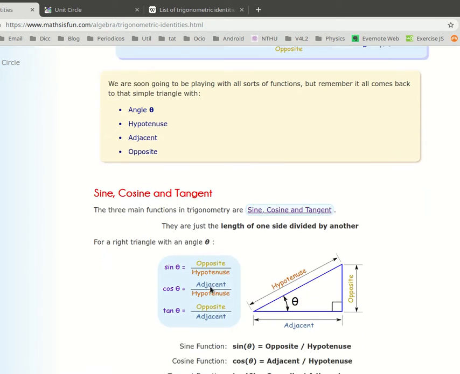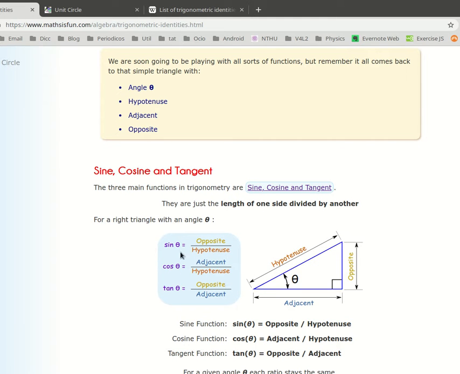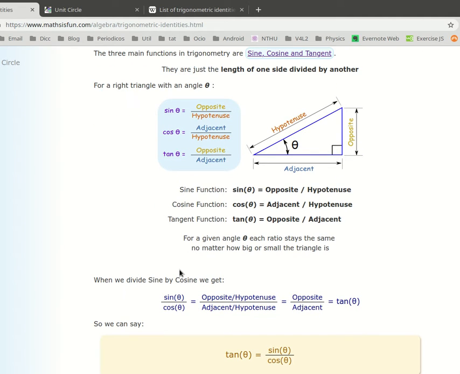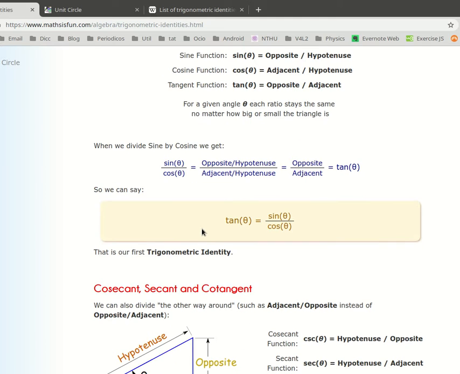Now you have these relationships: the sine is the opposite side divided by the hypotenuse, the cosine is the adjacent side divided by the hypotenuse, and the tangent is the opposite divided by the adjacent. You have it here. You can also write the tangent as sine over cosine.